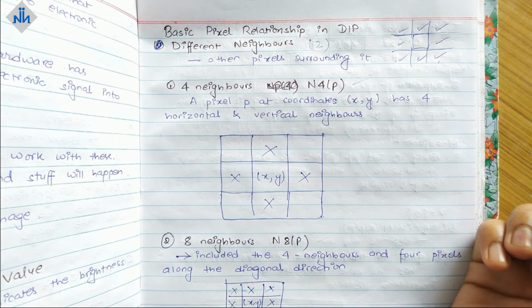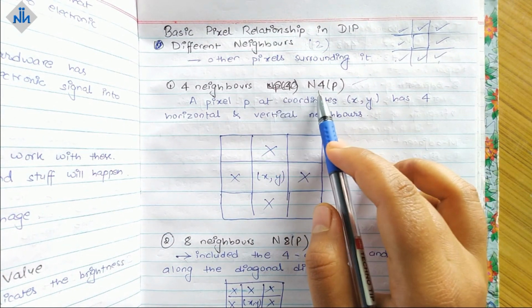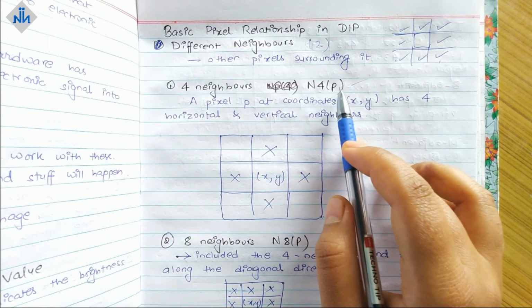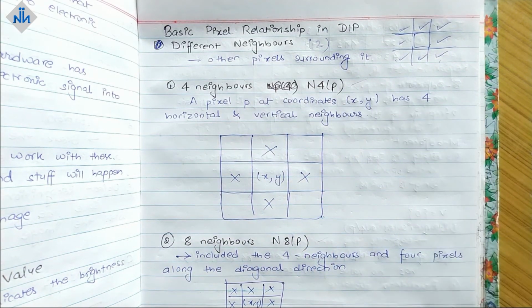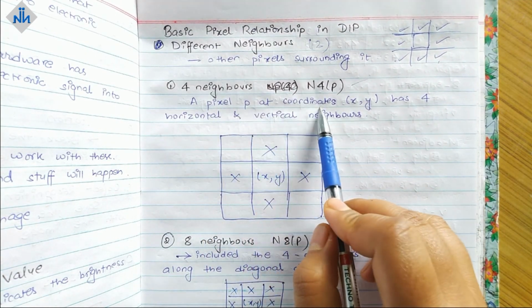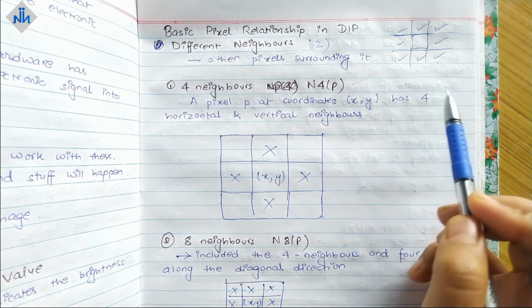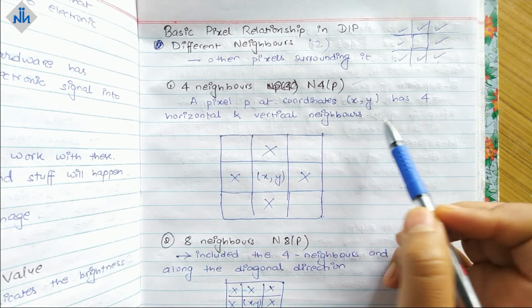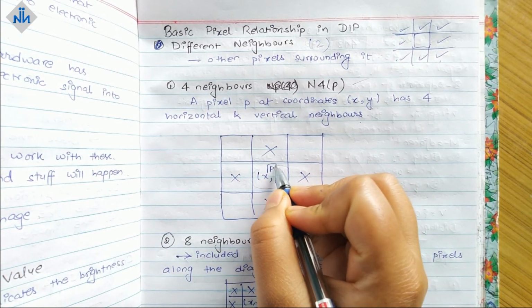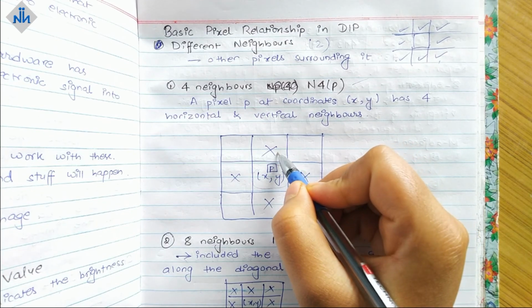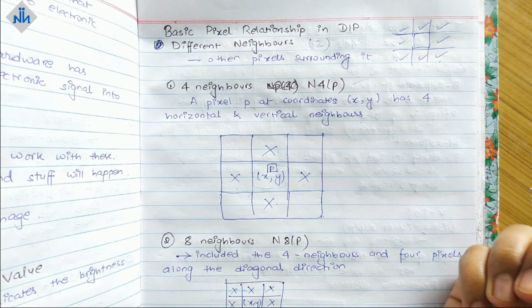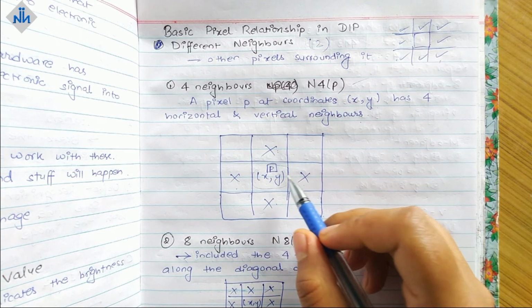First, let's talk about 4 neighbors. It is represented by N4(P), 4 for 4, and P is the pixel whose neighbors we are trying to indicate. A pixel P at coordinates (x, y) has 4 horizontal and vertical neighbors. So basically, if this is the pixel P, then it has 4 neighbors, the vertical and horizontal ones, this and this. So these are the 4 neighbors of a pixel.